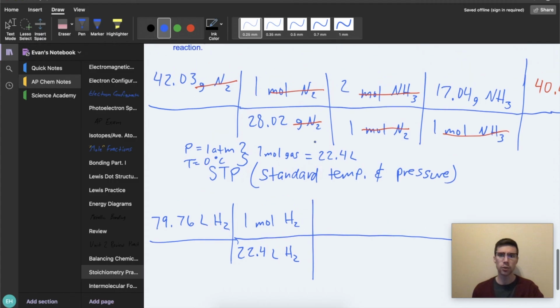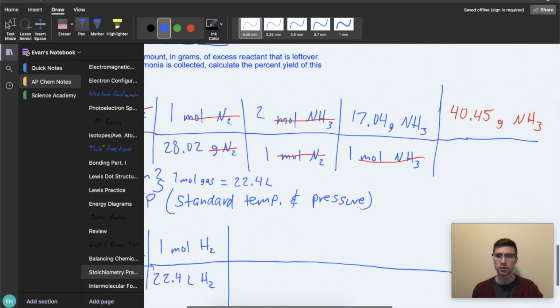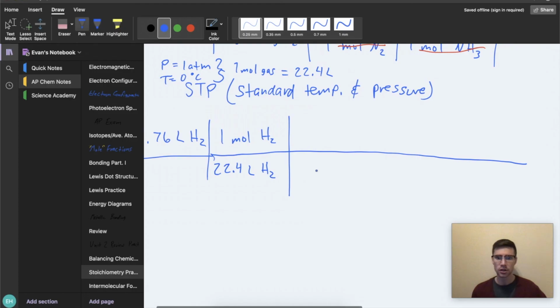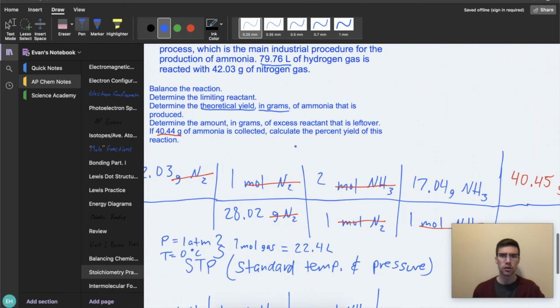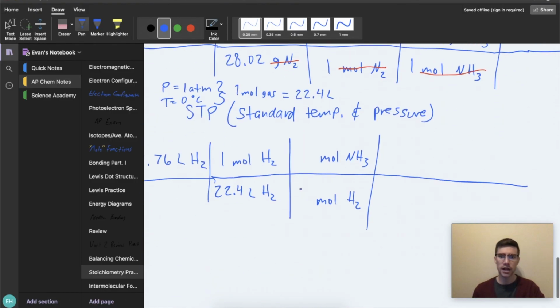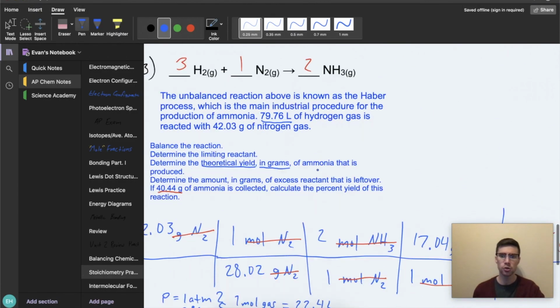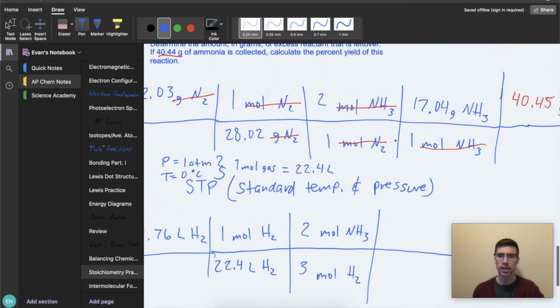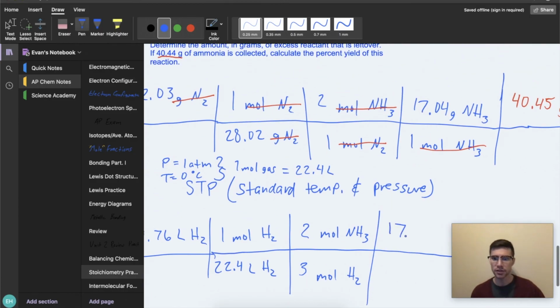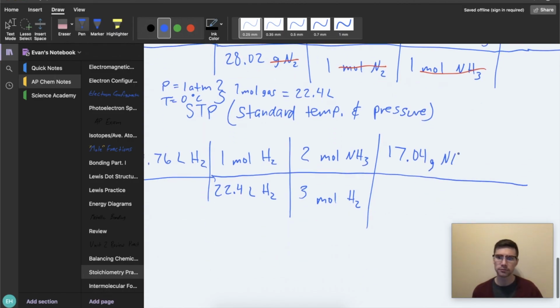Okay, so now again, we're going from moles of H2 to grams of ammonia eventually. So we're going to need to cancel out moles of H2. That's how we can convert to moles of ammonia. So what are our coefficients here? We have a 3 for the hydrogen gas, okay, 3 moles of hydrogen gas, and 2 moles of ammonia. All right, just like in this problem up above, we know that 17.04 grams of ammonia is the same thing as 1 mole of ammonia.